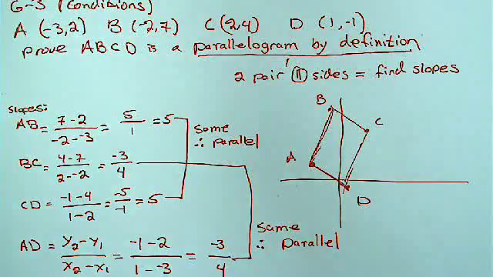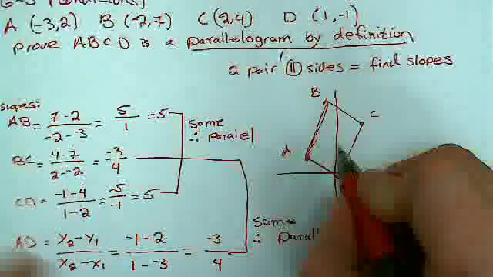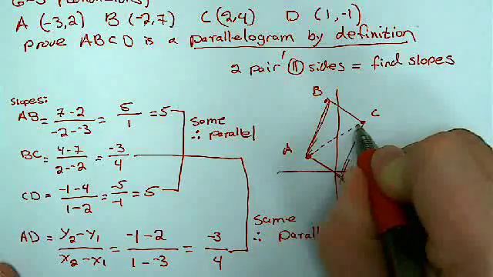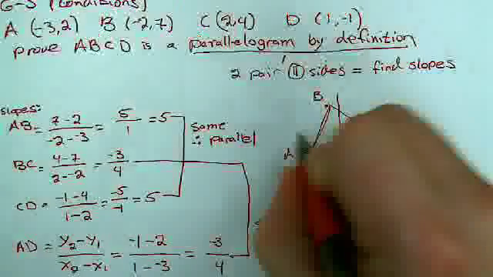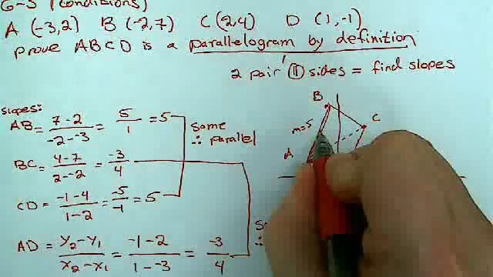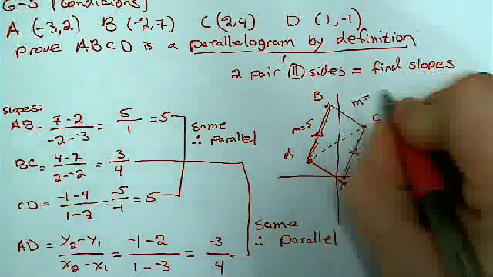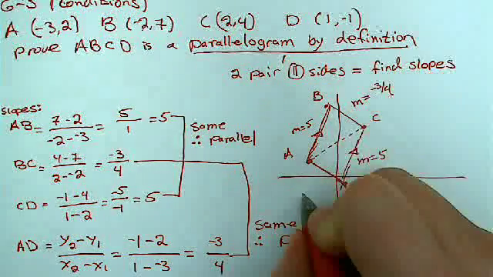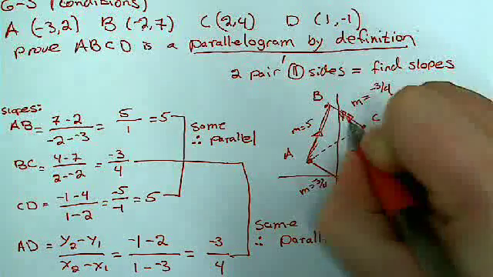Why was there an AC? Why didn't I do AC? Well, the thing about AC, that's this guy, right? So we have to do the actual sides, not different combinations. Because if I go around this figure, the slope here is 5, the slope here is 5, and therefore the two lines are parallel. Here I have a slope of negative 3/4, slope of negative 3/4, and therefore these are parallel.